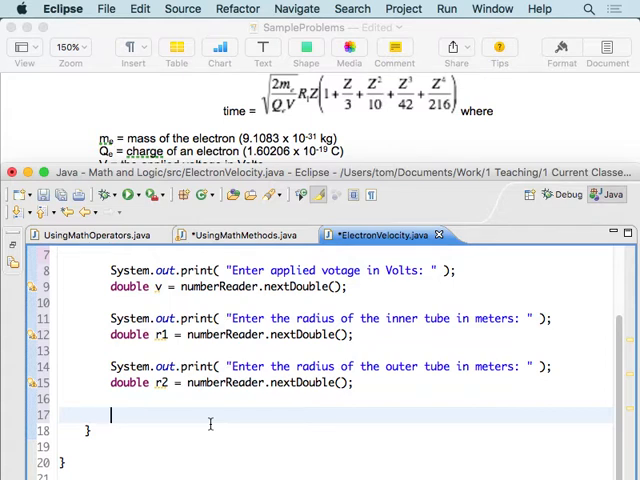Okay, so then one other thing that it tells me is that the mass of an electron is this number. So we're going to go ahead and make a variable. They called it M sub E, so I just call it ME here. That mass of an electron is 9.1083 times 10 to the negative 31. So it's not very heavy.